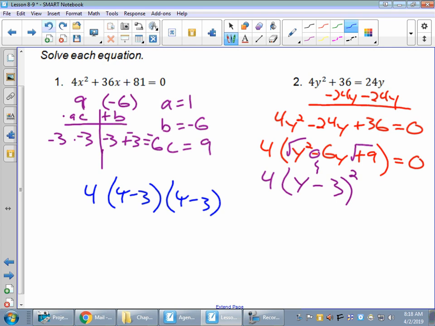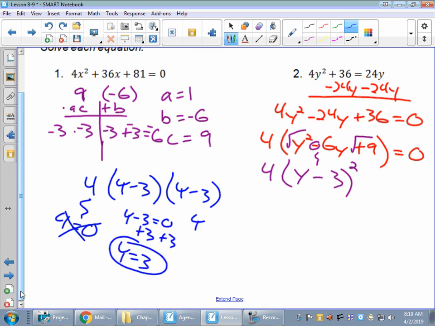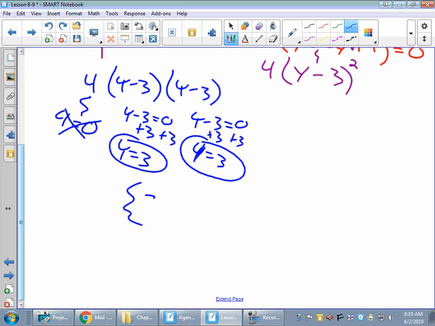Okay, so now when we try to solve this, our last thing is to set it equal to 0. If you take each expression, 4 equals 0, well, we know that's not true, so that's not going to be our solution. And over here, I get y minus 3 equals 0. So when I add 3, I know that y is equal to 3. And over here, I'm going to get the same thing, right? So y equals 3. When I put my solution in set notation, I really only have to write it once because it's the same number.